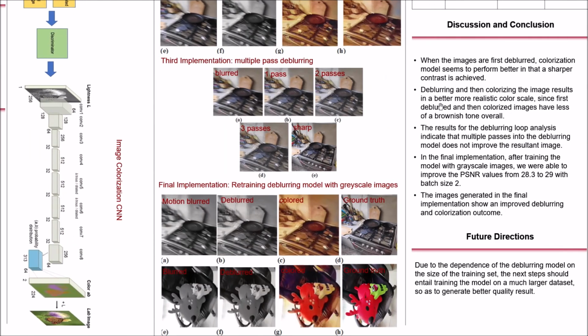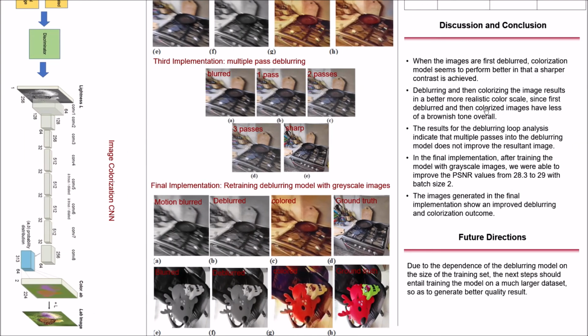And our next steps would be to train the model from scratch using a larger dataset and with different types and levels of blurry images in order to achieve a more significant improvement in the deblurring performance.